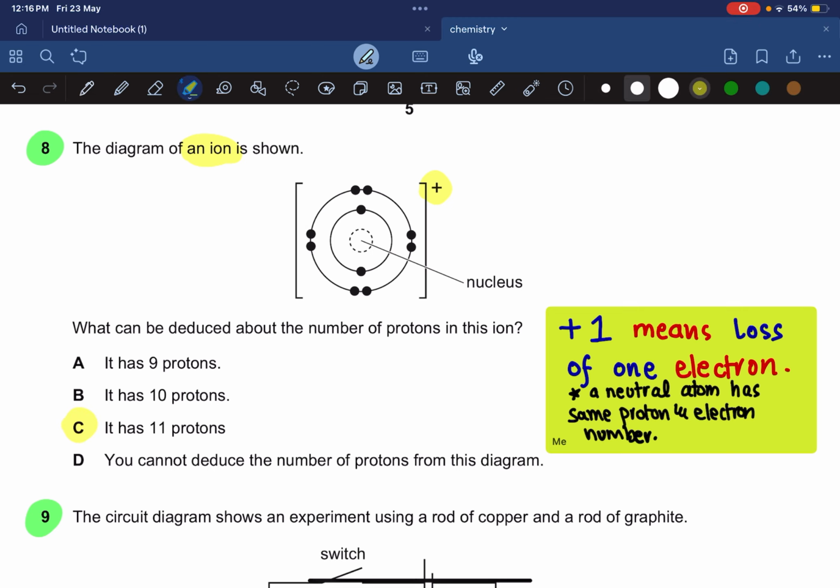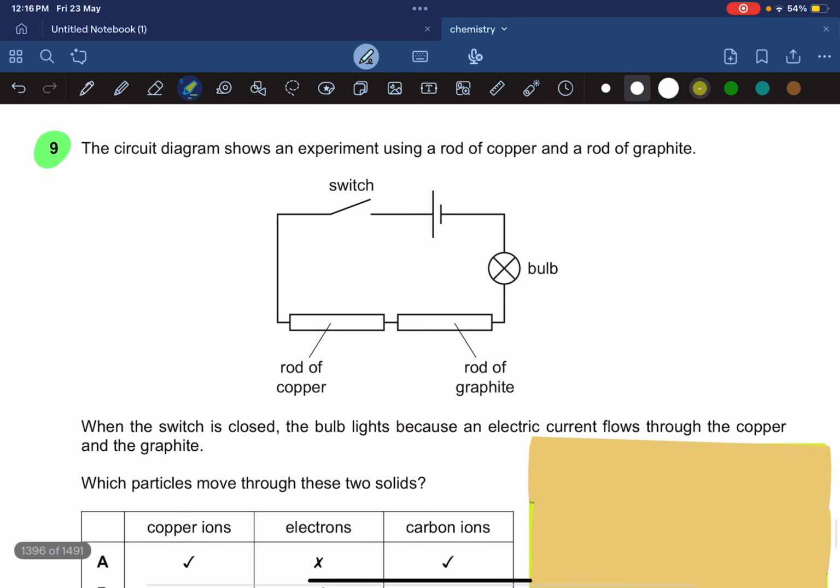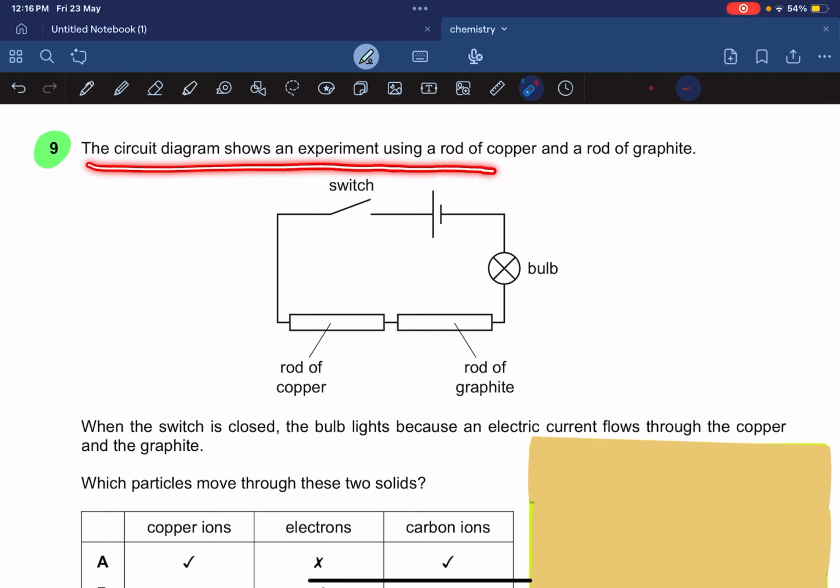So it's going to be option C, that it has 11 protons. Okay, moving on to this question. The circuit diagram shows an experiment using a rod of copper and a rod of graphite.